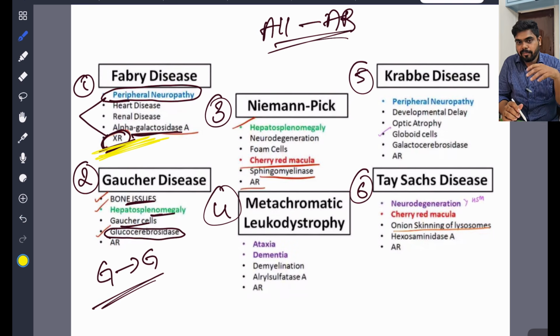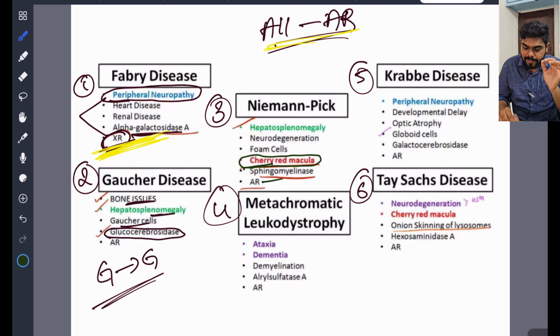Fabry is a little fabricated. That's why he has X-linked recessive. He is a little different. Fabry's, we will see that also. Don't worry, this is just a summary. I'm going to explain in detail. So that is our Gaucher's disease. I'll explain this again. Niemann-Pick has cherry red macula. It is a sphingomyelinase defect, and here hepatosplenomegaly is present. So in Gaucher's and Niemann-Pick, hepatosplenomegaly is present. You can see these two in green color. Cherry red macula is present.